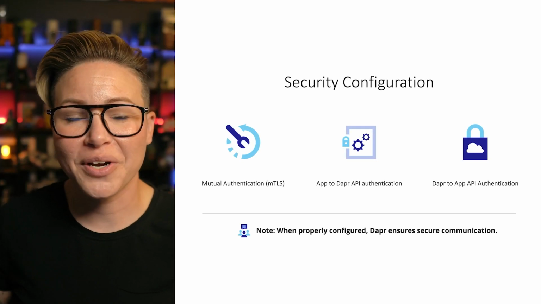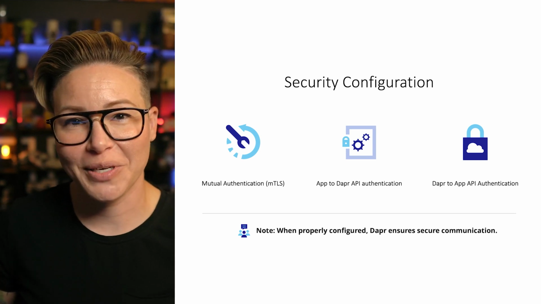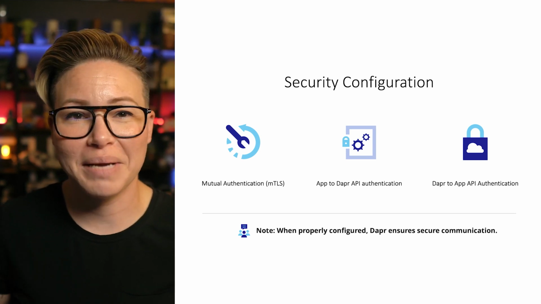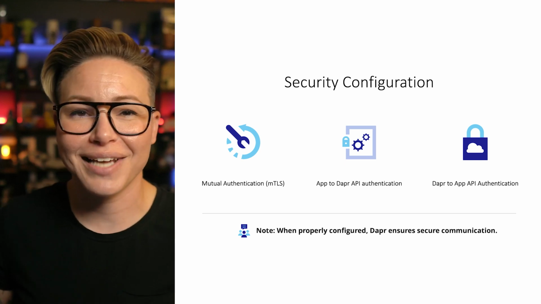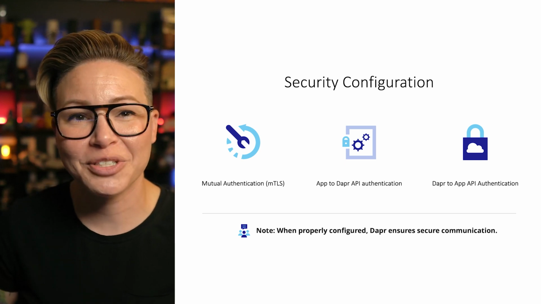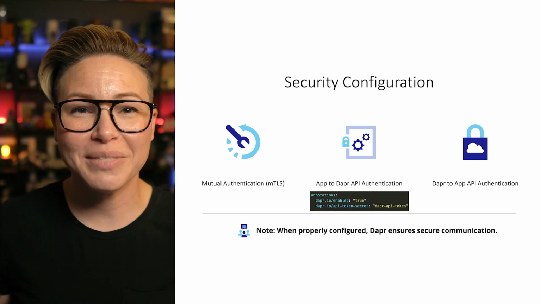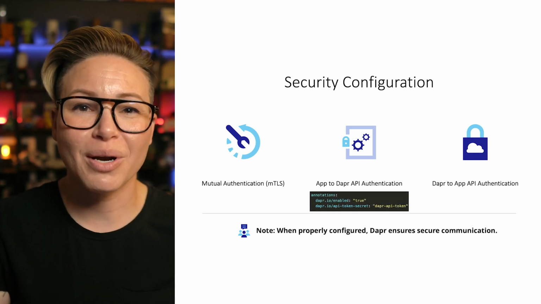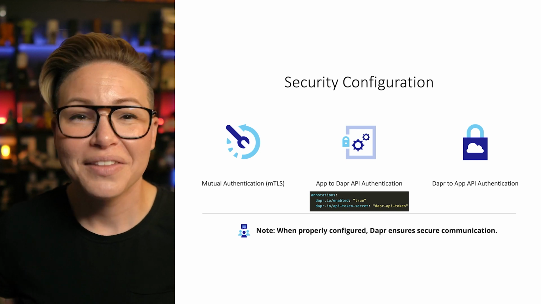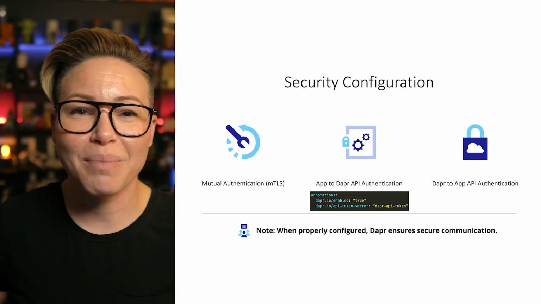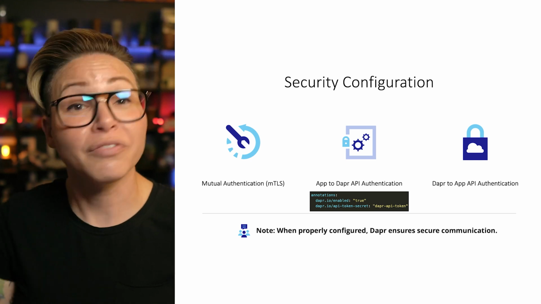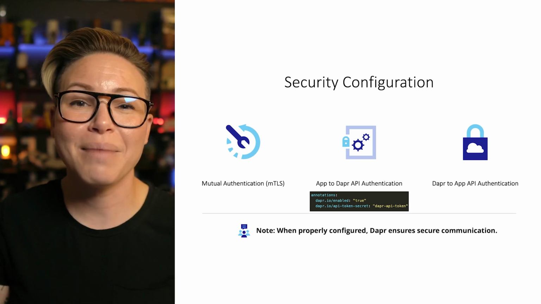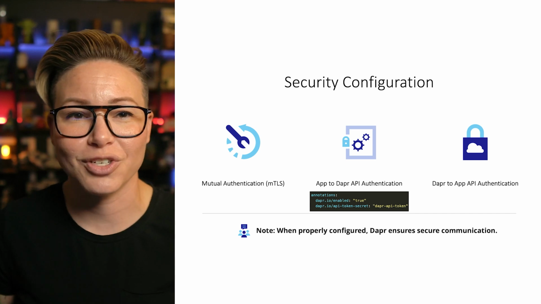When properly configured, Dapr ensures secure communication. We've already touched on mTLS and we've seen it in action, but let's focus on some other settings a production-ready deployment should include. In addition to mTLS, there is app-to-Dapr API authentication. This is the communication between your application and the Dapr sidecar. To secure the Dapr API from unauthorized access, you can enable Dapr's token-based authentication.